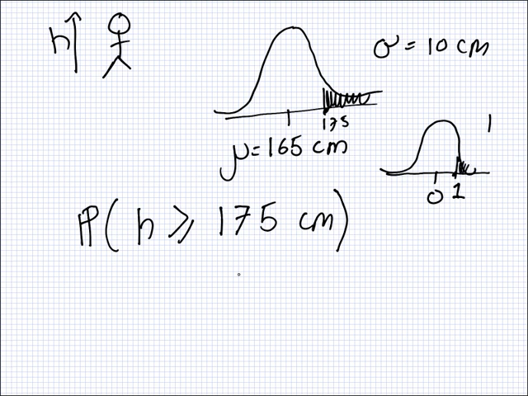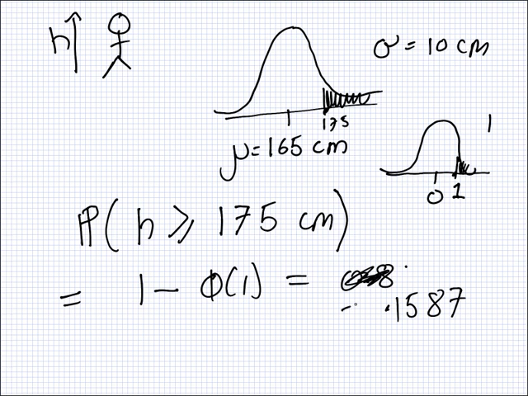So you need not look up 1, because 1 would give you the area to the left. So what would this equal? It'd be 1 minus, you look up 1. So what would that be? 0.1587. Yes, 16%. 16% of people will have a height more than 175.